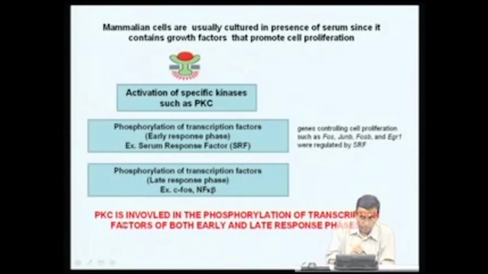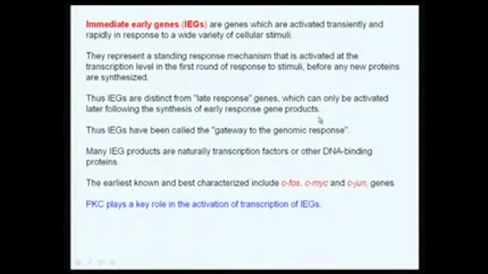So, as I mentioned earlier, protein kinase C is involved in the phosphorylation of transcription factors of not only the early response phase, but also of the late response phase. That means it not only phosphorylates transcription factors like serum response factor, but it also acts on proteins like CFOS and NF kappa B, which are synthesized following the activation by SRF. So, the immediate early genes are the genes which are activated transiently and rapidly in response to a wide variety of cellular stimuli, growth proliferating stimuli.